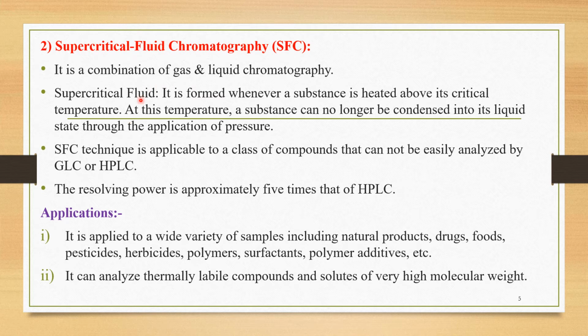Now, what is meant by supercritical fluid? It is formed whenever a substance is heated above its critical temperature. So if we heat the given substance above its critical temperature, then there is a formation of supercritical fluid. At this temperature, a substance can no longer be condensed into its liquid state through the application of pressure. So the given substance cannot be condensed into its liquid state at this particular temperature. That fluid is called the supercritical fluid.